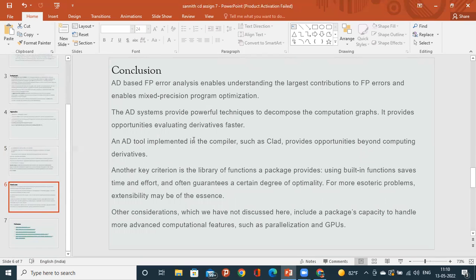Now, if we come to the conclusion, as I have said earlier, FP errors cannot be eliminated but can only be managed. But AD-based FP error analysis enables understanding the largest contributions to FP errors and enables mixed precision program optimization. An AD tool implemented in the compiler, such as CLAD, provides opportunities beyond computing derivatives. Other considerations which we have not discussed here include the capacity to handle more advanced computational features such as parallelization and GPU.